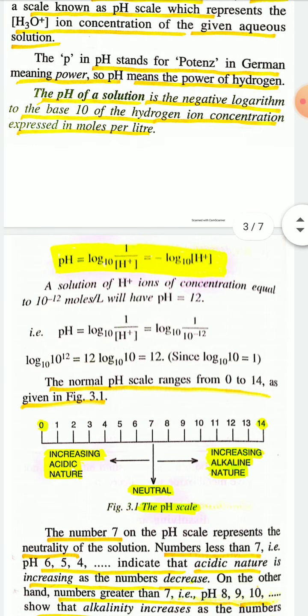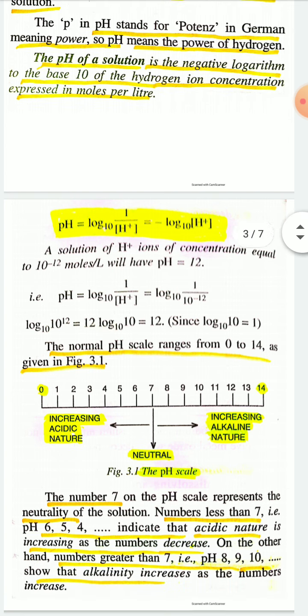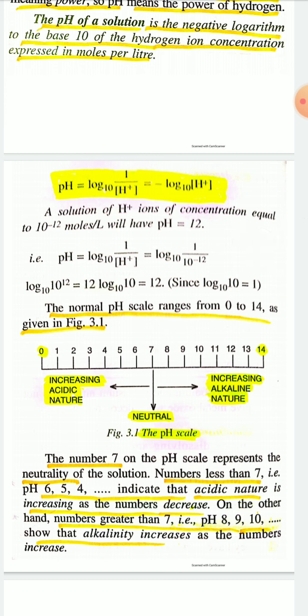And this is the pH scale. You can see it in figure 3.1. In the pH scale, there are a total of 14 marks, 0 to 14. The normal pH scale ranges from 0 to 14 as given in figure 3.1. And a pH value of 7 indicates a neutral solution. If the pH value is 7, then the solution is known as a neutral solution.